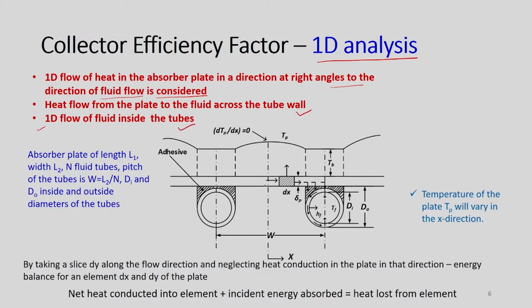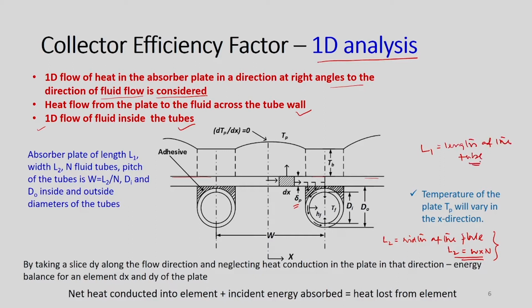So, let us consider this configuration. This is an absorber plate of thickness delta p, right, and two tubes are considered in that collector, and let the pitch be W, and if we consider L2 is the width of the plate, then this L2 is nothing but W into N. That we can do, and let L1 be the length of the collector or length of the tube.